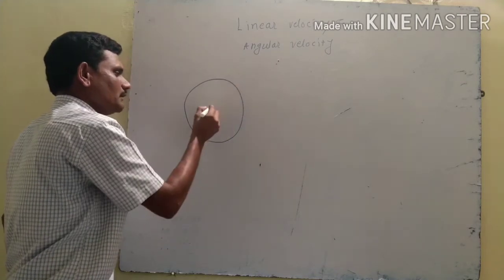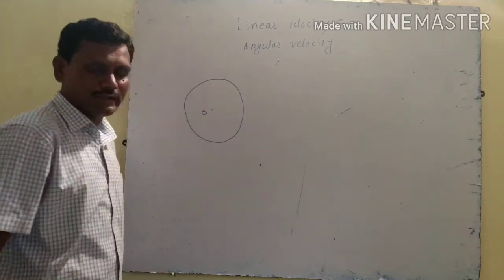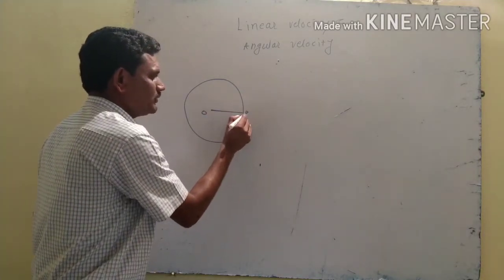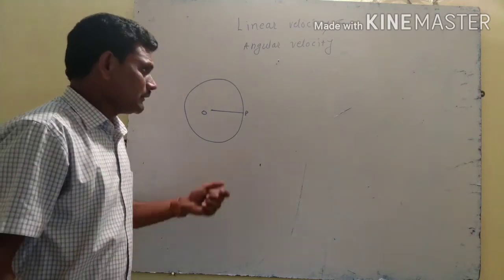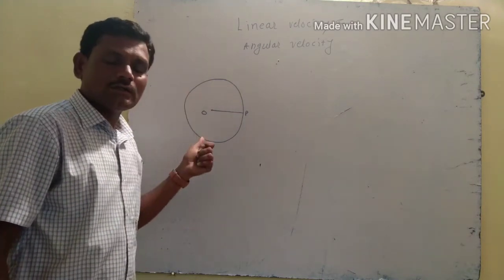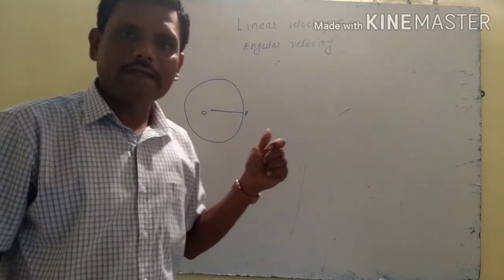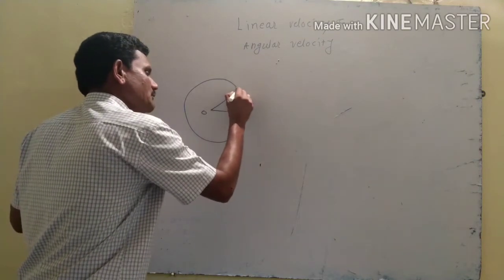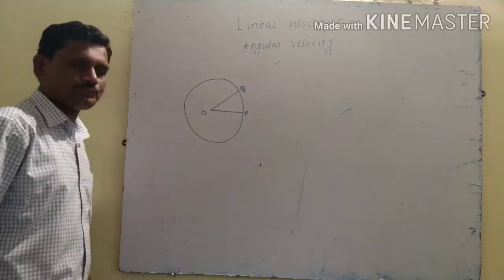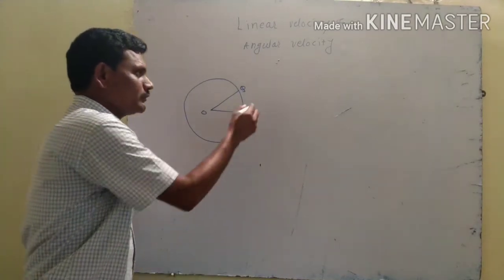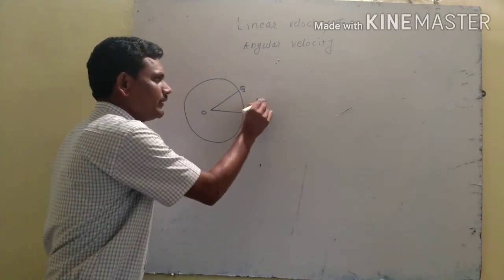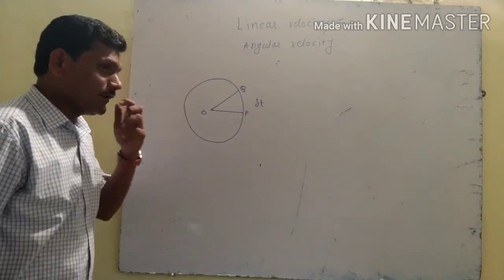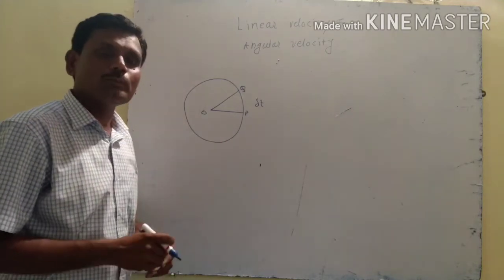this is the circumference of a circle and O is the center of the circle. In this case, initially the particle is situated at the P position and this particle is moving along the circumference of the circle in an anti-clockwise direction. And suppose this particle A reaches from P position to Q position in time delta t.